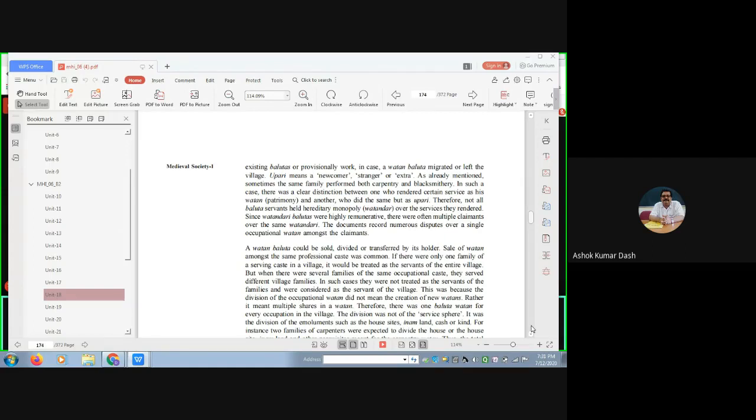So there is a difference between Vatan Balutadar and Upari Balutadar. Vatan Balutadar is of a permanent nature, Upari Balutadar is of a temporary nature. Therefore, the privileges and the rights they enjoy were also different. While the previous one, that is Vatan Balutadar, receives and gets their rights on a hereditary basis, here Upari Balutadar gets the right on a temporary basis, and therefore their rights and privileges are not the same.